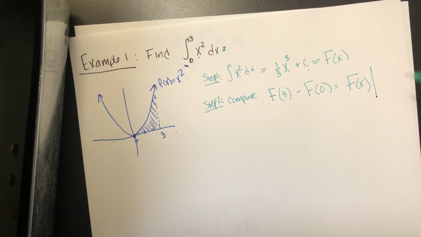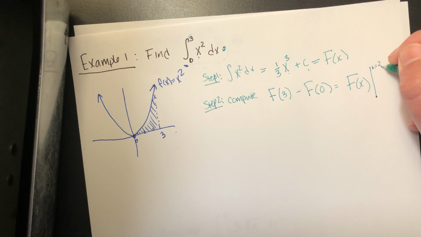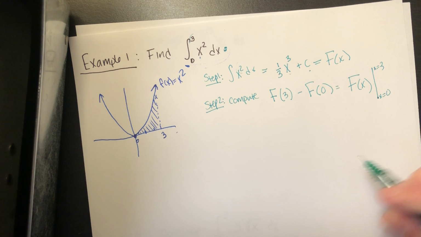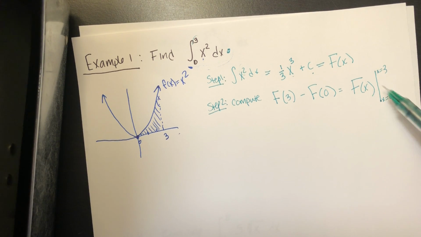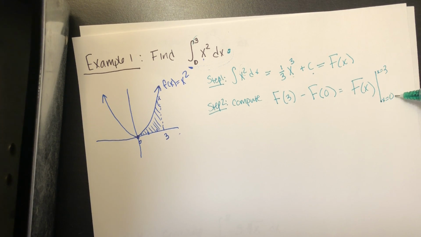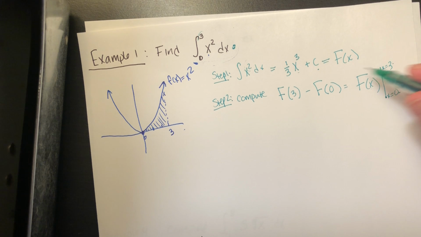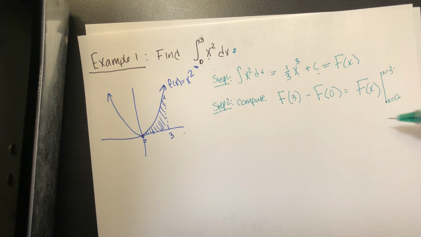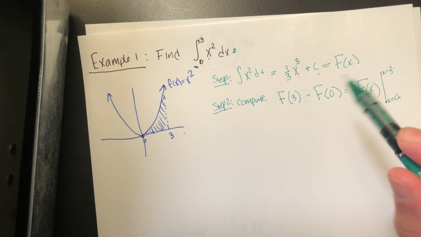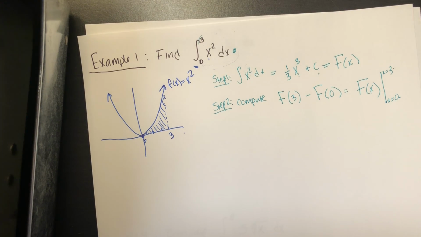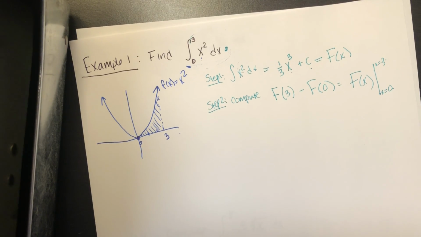Then we draw this line here, and at the top we write 3 and 0. It's just shorthand notation. That means plug in 3, then plug in 0, and then subtract. Big F of 3 minus big F of 0 is what I mean. This is common shorthand that you use when you're doing definite integrals, because you're always finding an antiderivative, then plugging in the endpoints and subtracting. So here's some shorthand that we'll use for that.